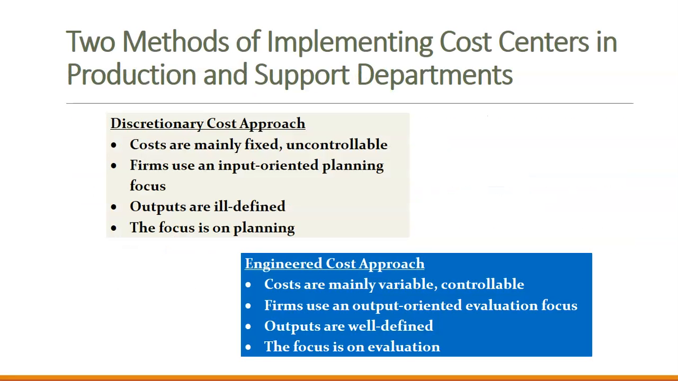When we're looking at implementing cost centers in production and support departments, we can have a discretionary cost approach or an engineered cost approach. In an engineered cost approach, our costs are mainly variable and controllable, and the firms use an output-oriented evaluation focus. The focus on evaluation is these well-defined outputs. In a discretionary cost approach, most of our costs are mainly fixed and uncontrollable. So then we look at an input-oriented planning focus.